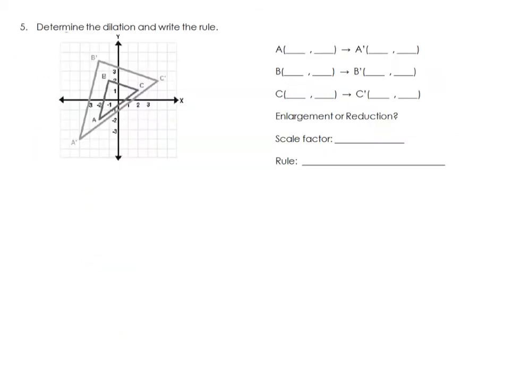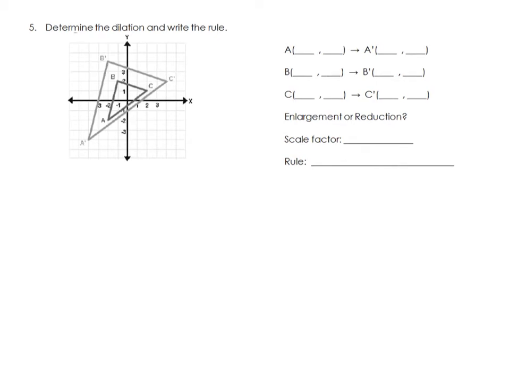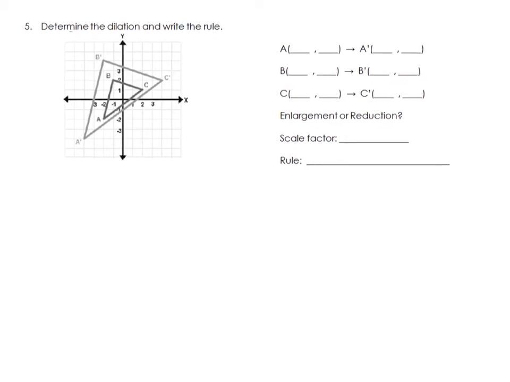All right, so this next example is very similar to the two examples that we just did. The only difference is we're given a visual instead of the actual coordinates. So the first thing I would do is identify the coordinates of your preimage and identify the coordinates of your image. So if we look at A, we've got (-2, -2).